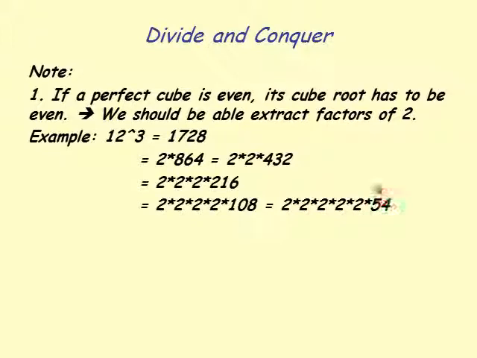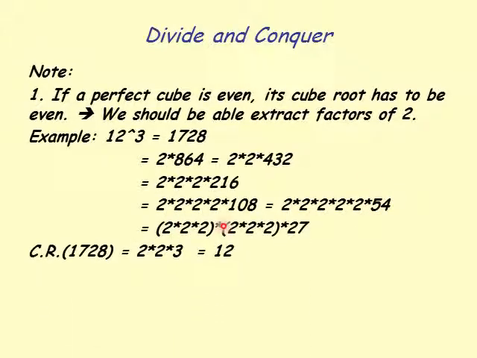So then we continue some more, 54 here. Now we say 2 times 2 times 2 times 2 times 2 times 27. Cube root of 27 is 3. Let's see what we did here. So cube root of 1728: 2 cubed gives a 2, another 2 cubed gives another 2, and this is 3 cubed, this is 3. So it's 12. We just did divide and conquer. We just divided into smaller factors, and then from each group of 3 factors multiplied together, we pick up one factor, one term in the cube root.